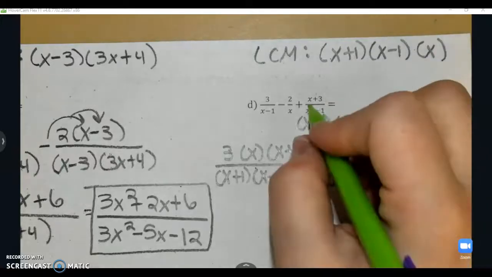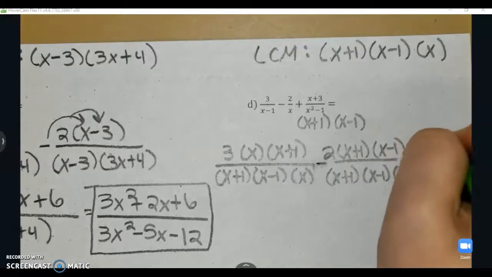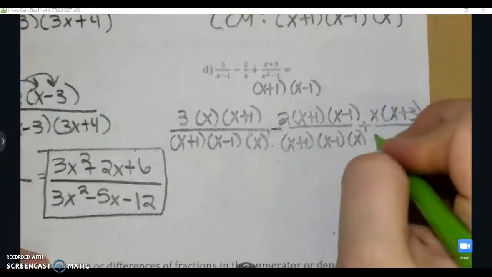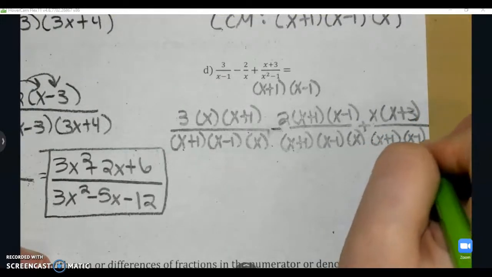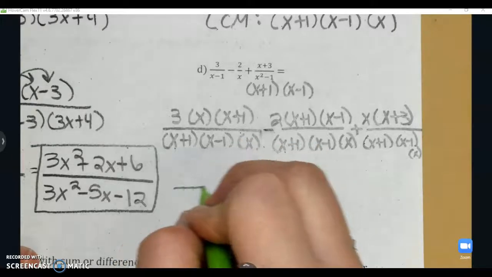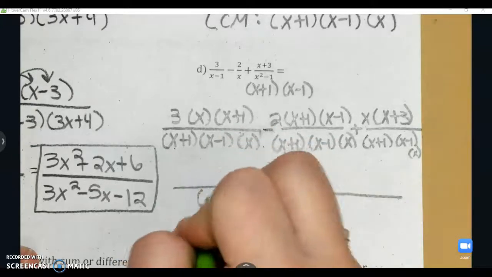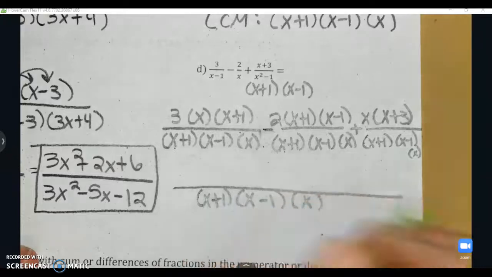And our last fraction is going to need to be multiplied by x. And it's getting kind of tight here, I apologize. Okay, so now we have our matching denominators, so we can go ahead and combine our numerators, x plus 1, x minus 1, and x.